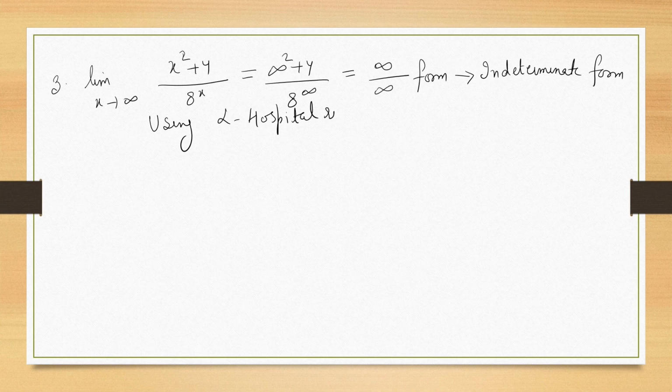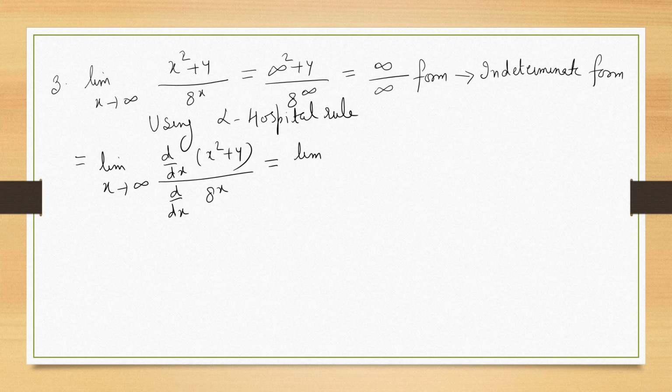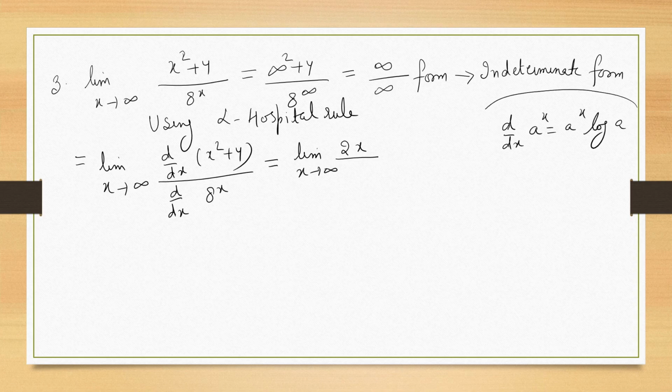Now what we need to do is take the derivative d/dx of the numerator, that is x² + 4, and d/dx of the denominator, that is 8^x. So it is limit x approaches infinity, the derivative of x² is 2x, the derivative of 4 is 0. Now what is the derivative of a raised to power x? It is a^x log to the base e of a. So it becomes 8^x log to the base e of 8.